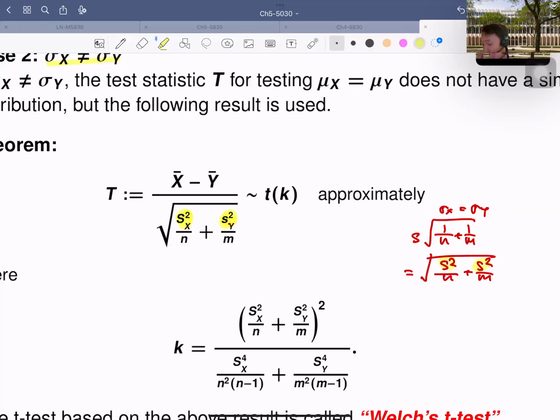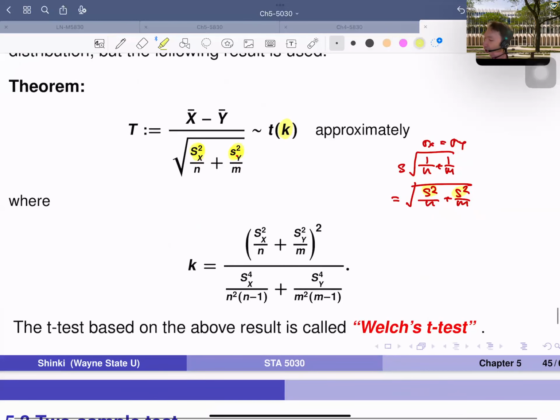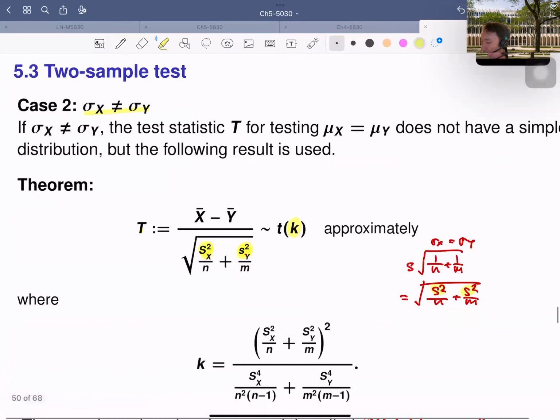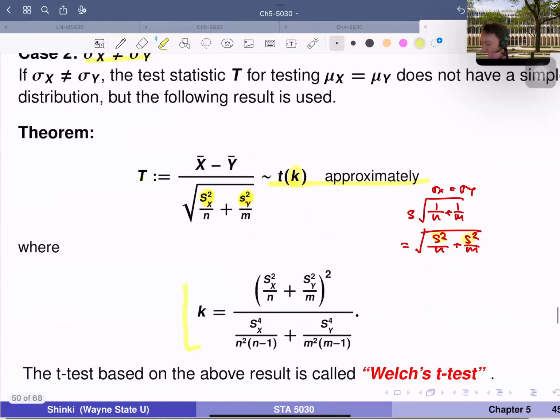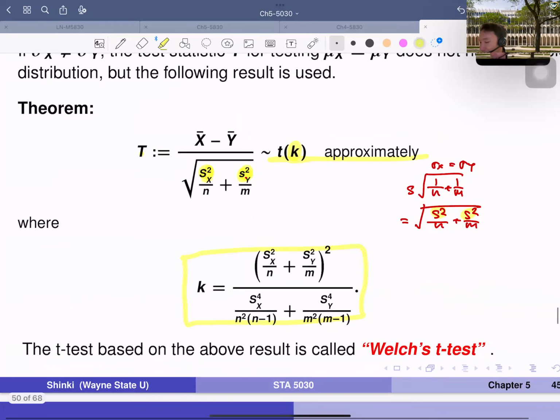But this actually makes the degrees of freedom different. And actually this does not really follow a t-distribution, but approximately this follows a t-distribution with degrees of freedom k. And k is calculated as this quantity. Okay, this is so complicated, and it is based on some asymptotic result in statistics. Sorry, this is some Taylor approximation in statistical theory.